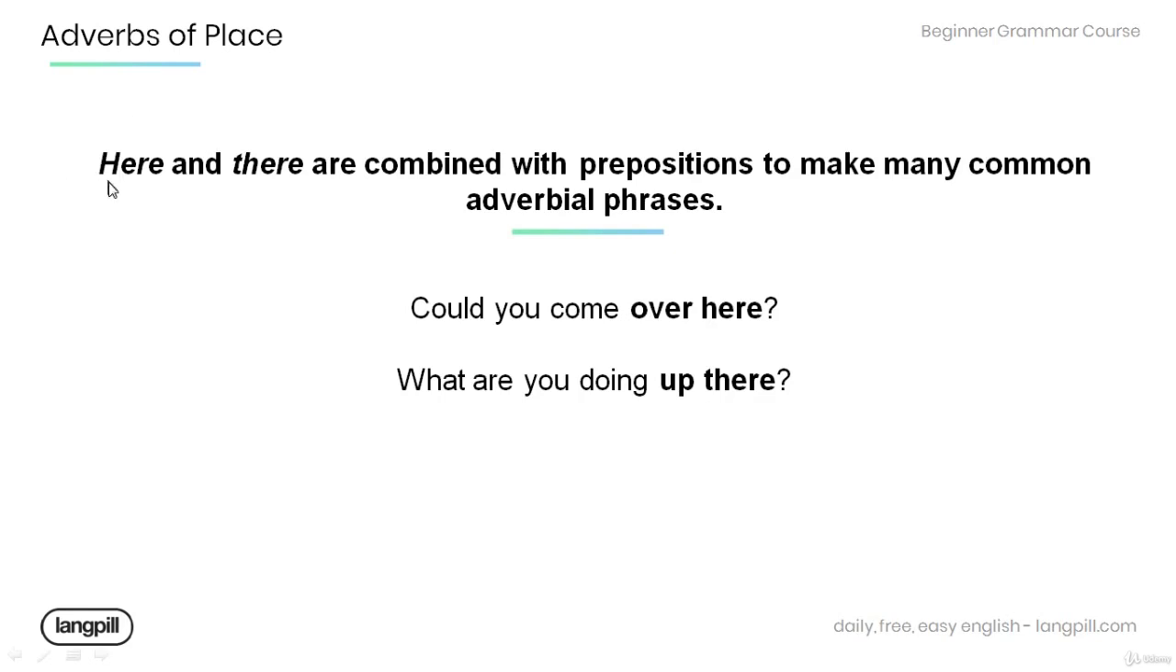Note that here and there are combined with prepositions to make many common adverbial phrases. Have a look at the examples below. Could you come over here? Over is a preposition, and here the adverb. Together, they make an adverbial phrase.